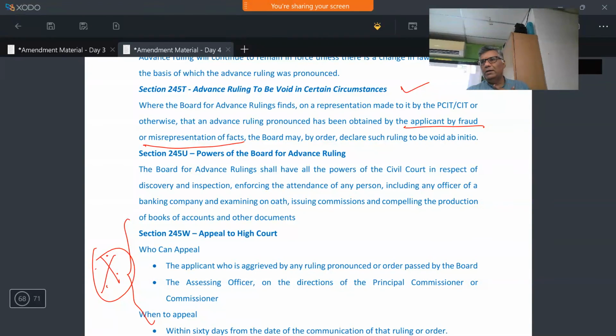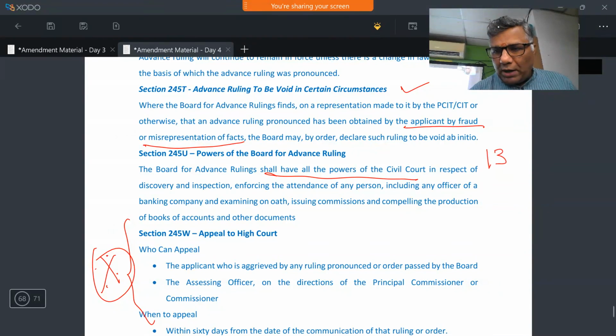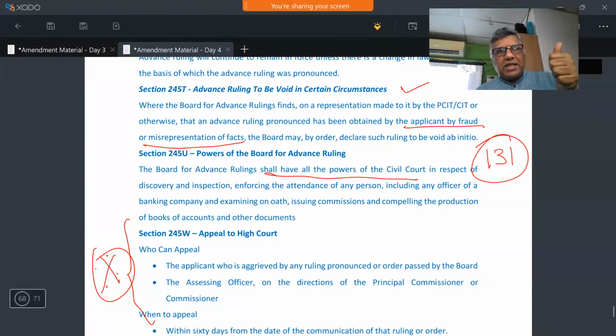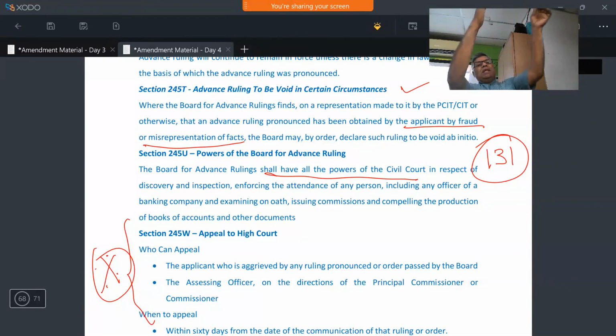The Board of Advance Ruling shall have the powers of a Civil Court under section 131. It can send a summon, can ask the assessee to be present in person, and can ask for production of books and documents. Section 131 of the law says what are all the powers that are vested with the income tax officer, which are normally vested with the CBI or police people. And examining him on oath. Am I clear to you?